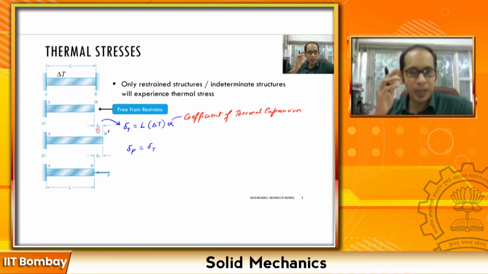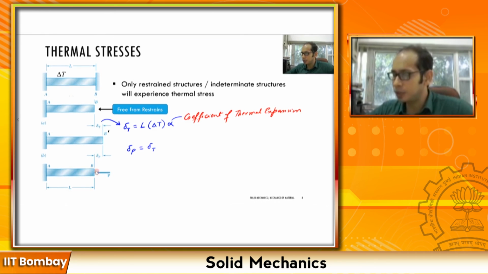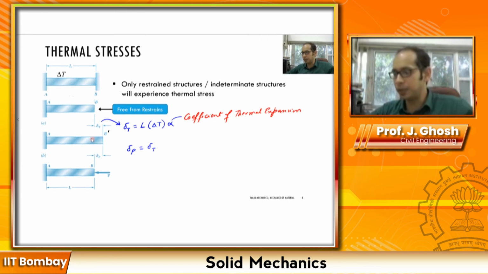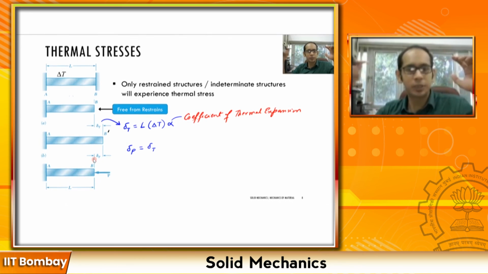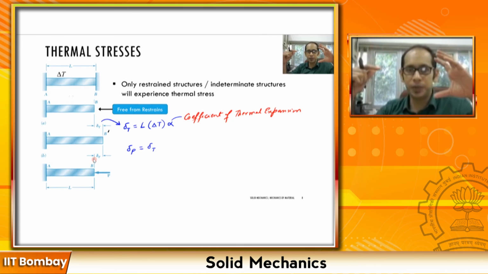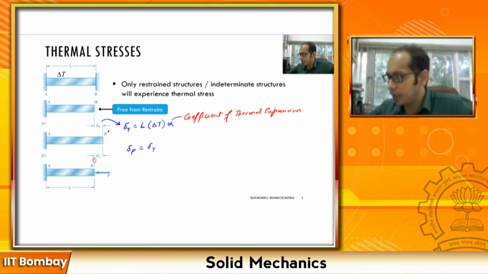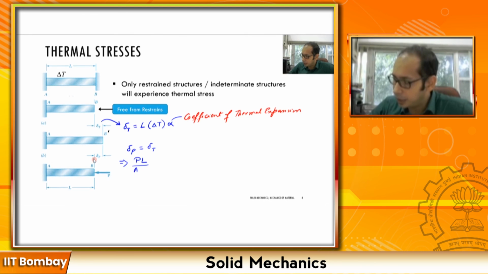Now what is delta P? Imagine that this P that I'm applying is in a structure which has no stress, because I have allowed it to freely expand up to this point B prime. Now I'm pushing it back from B prime to B. So what is this delta P going to be? Exactly right. Delta P is going to be PL divided by AE. Again, it is just a weightless bar with no stress, and I'm applying a force P, and the deflection is going to be PL divided by AE. So my delta P is nothing but PL divided by AE.